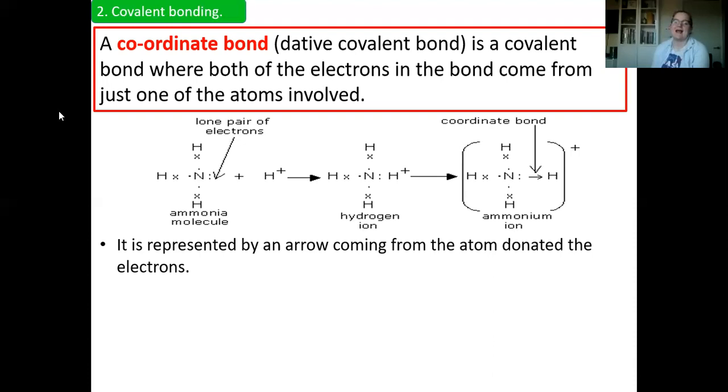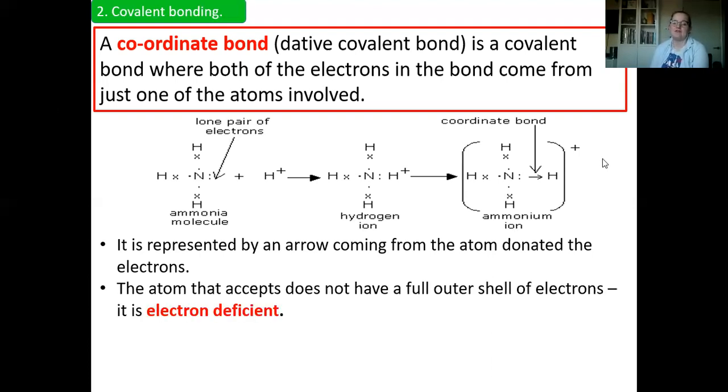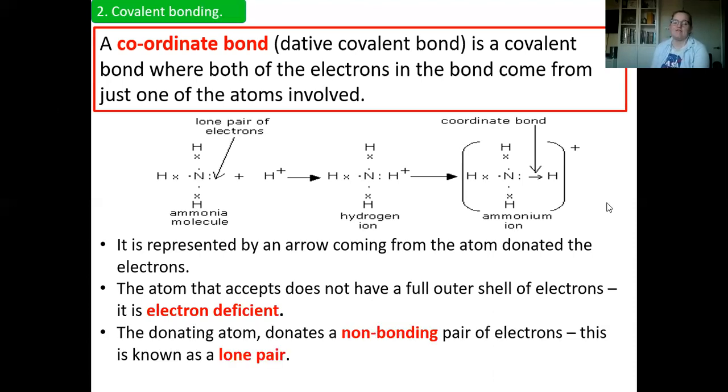It is represented by an arrow coming from the atom donating the electrons. So you can see this arrow here, showing the coordinate bond, saying that we are sharing this with this. The atom that accepts does not have to have a full outer shell of electrons. It is electron deficient. And the donating atom donates a non-bonding pair of electrons, known as a lone pair. They're not bonded with anything else, they're not doing anything else.